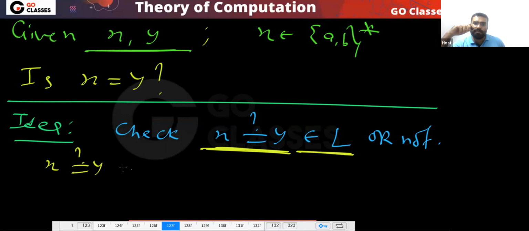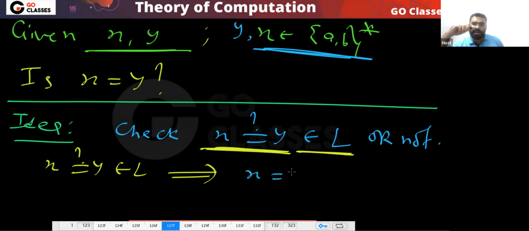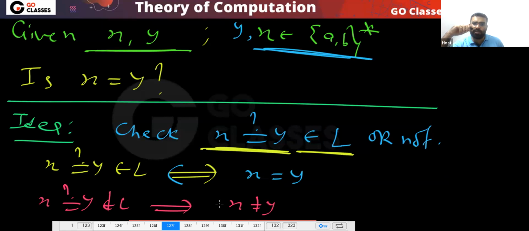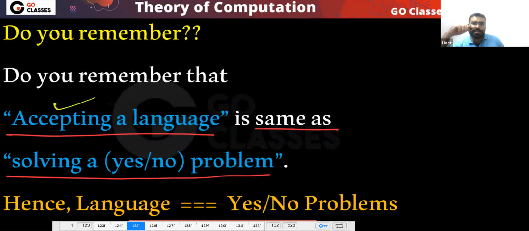If it belongs to L, what does it mean? Remember x, y are over {a, b}*. If it belongs to L, it means x is equal to y. And if this does not belong to L, then x is not equal to y. So you can notice this language is solving a problem. Do you remember? Accepting a language is basically solving a problem.